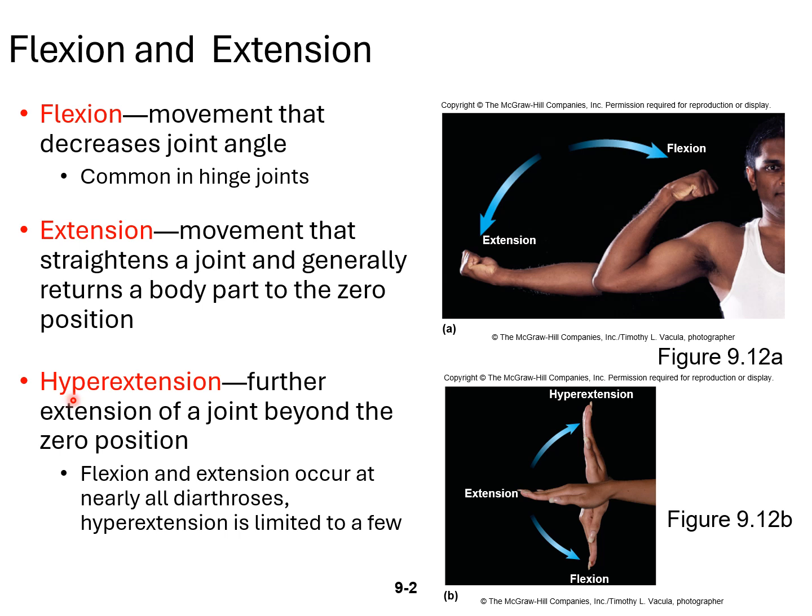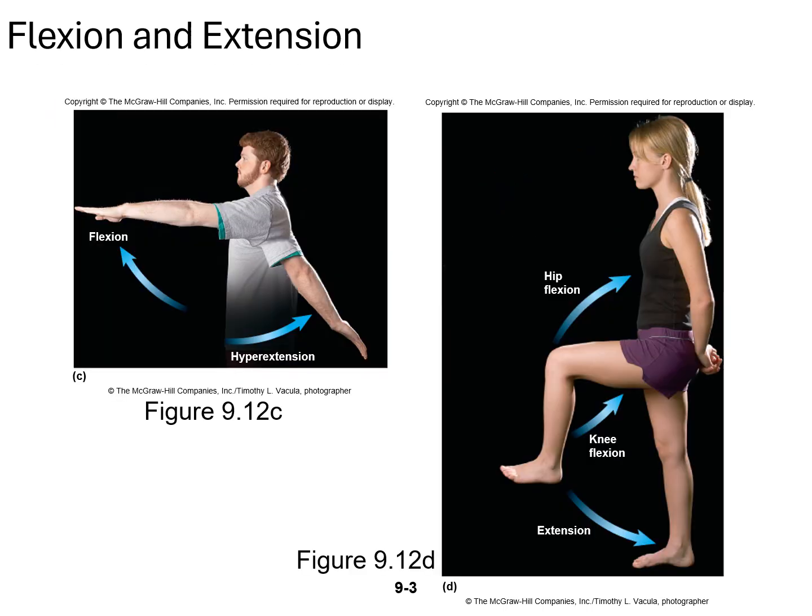And hyperextension is anything that goes beyond 180 degrees. So if this is a straight line, and you go above 180 degrees, it's now hyperextension. So let's look at all the rest of the movements we have for this lecture.